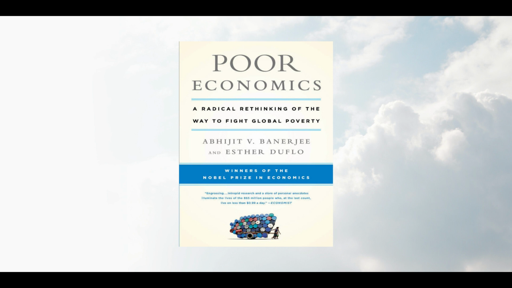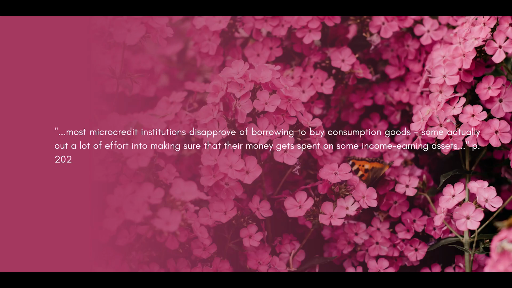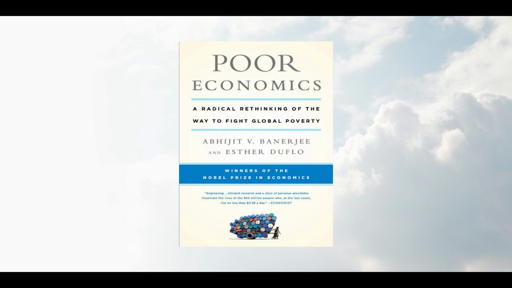Besides strengthening repayment discipline, the microfinance institutions' model is not tolerant to entrepreneurial failures, which is different from many in Silicon Valley who failed many times, as the authors argue, which is not a natural way of financing entrepreneurs. Most microfinance institutions disapprove of borrowing to buy consumption goods. Some actually put a lot of effort into making sure that their money gets spent on income-earning assets. The stringent rules that enable microcredit to lend at low interest rates define this, which incentivizes clients to play safe and not take risk. The solution to this is to borrow a microcredit, grow your business, and move to a bank, argue the authors.